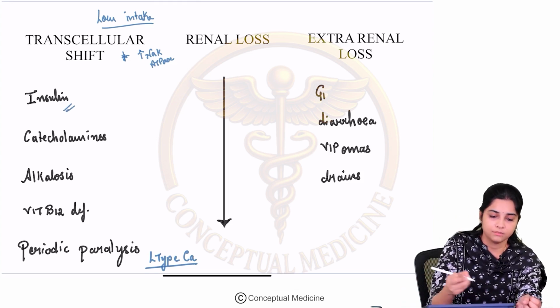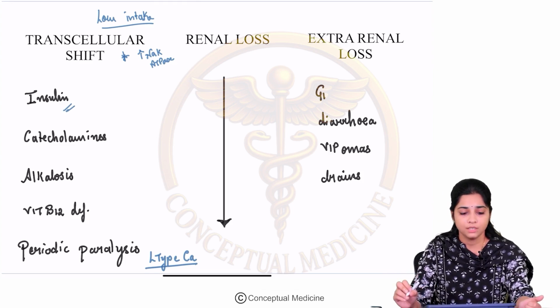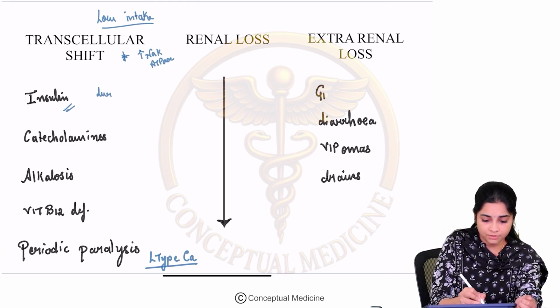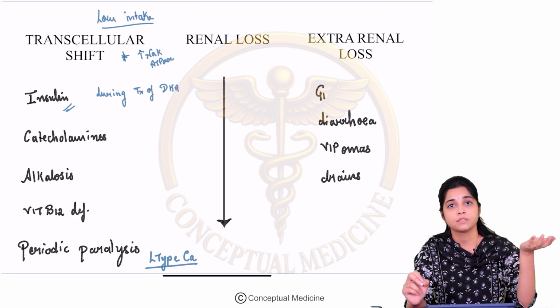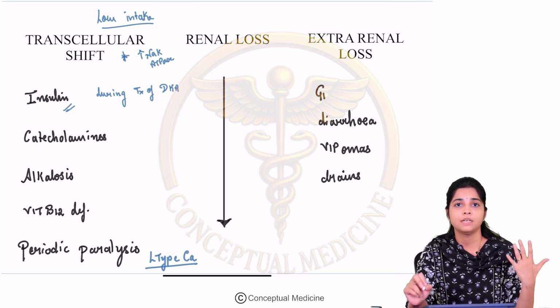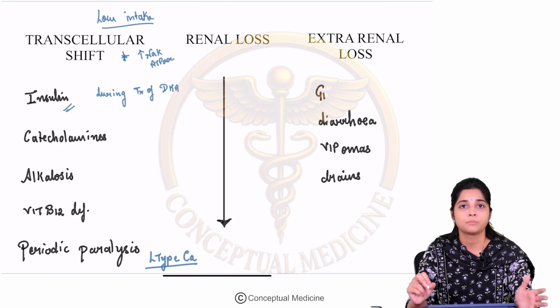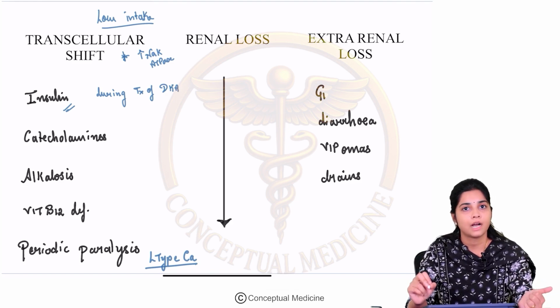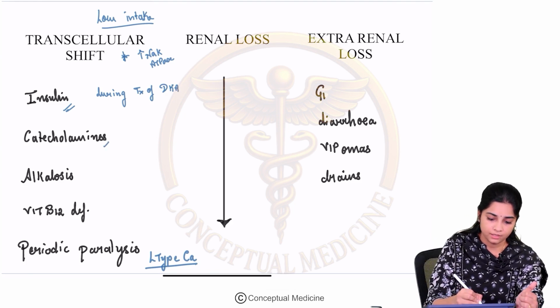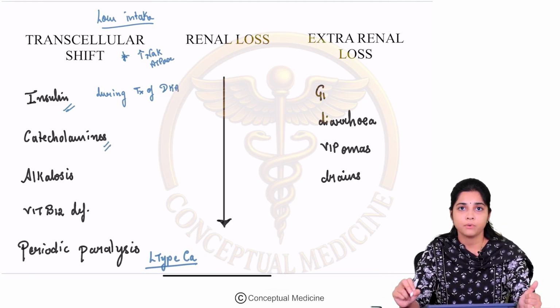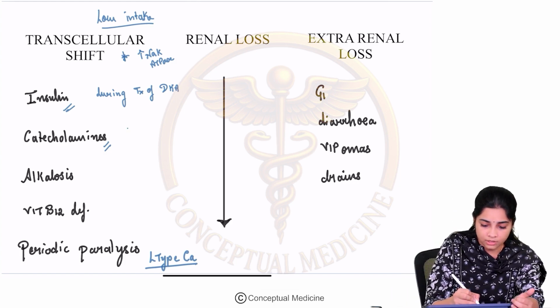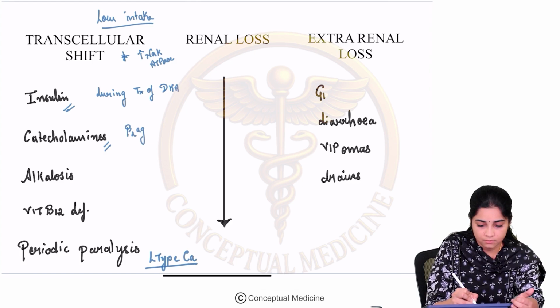One is insulin. When do you give insulin? Insulin is given during treatment of diabetic ketoacidosis, DKA. Because of this huge amount of hyperglycemia, 300, 400, we have to give IV insulin, and IV insulin is going to push the potassium intracellularly and cause hypokalemia. Then catecholamines. One very important practical point is that you can have hypokalemia with inhaled beta-2 agonists.